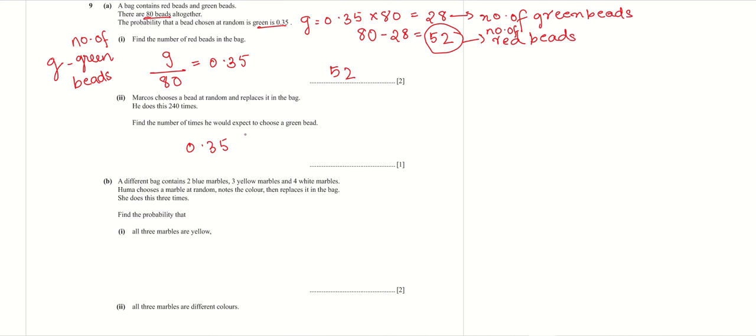So if he does that 240 times, you'll have to multiply it. He repeats that 240 times, so you'll multiply it with the probability of him doing it once. So that is 0.35 multiplied by 240. That is 84.